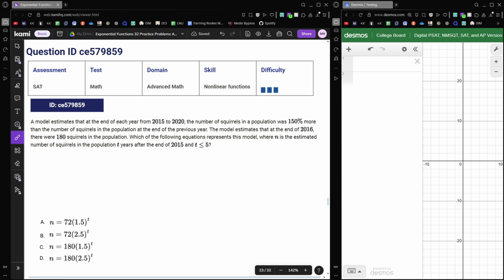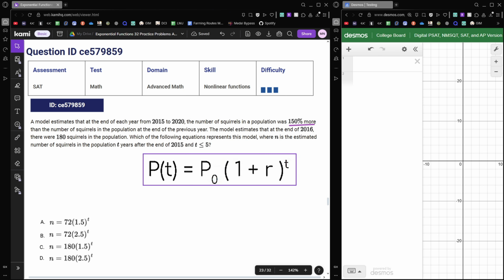So here it says the number of squirrels was 150% more, which means we have exponential growth. Here's the formula for exponential growth. Now we know the first number is going to be the initial amount, and you would think that 180 would be the initial amount. However, it actually isn't. 180 is the amount in 2016. However, the initial amount would be the number of squirrels in 2015. So that means that we can instantly get rid of C and D that have 180 as the first number.